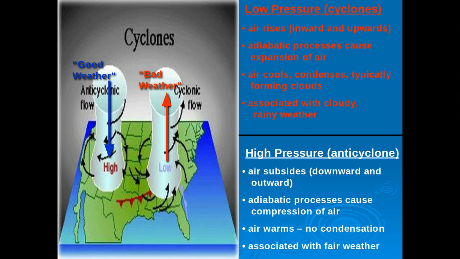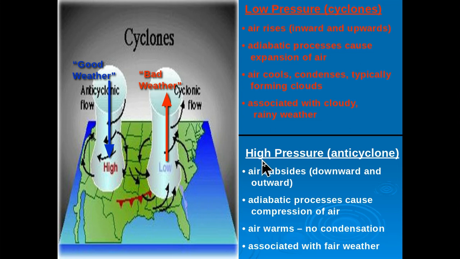So typically a cyclone or low air pressure is associated with cloudy and rainy weather. Here you can see where the air is rising, and again, it gets cooler and cooler. Once it cools, it reaches dew point, and it's going to be making clouds and bad weather. And so again, low pressure systems are typically associated with bad weather, rainy weather, cloudy weather.